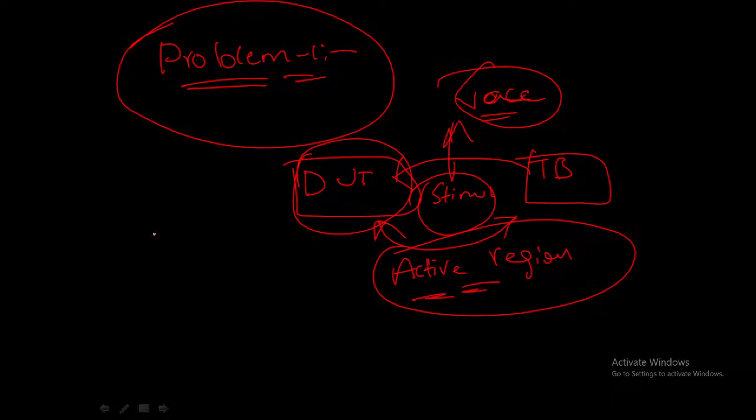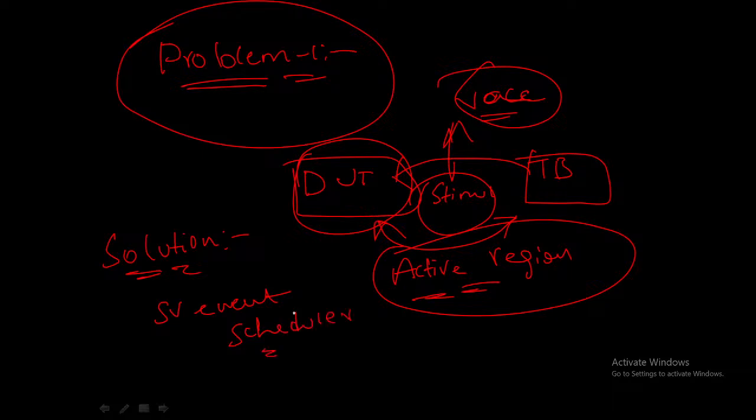So what was the solution that was introduced? The solution was the SV event scheduler. Using this event scheduler, we are able to solve this problem by introducing some more slots, by making the DUT work in one region and our test bench work in another region. So the DUT will work in the active region and the test bench will work in another region. So this is about the SV event scheduler.